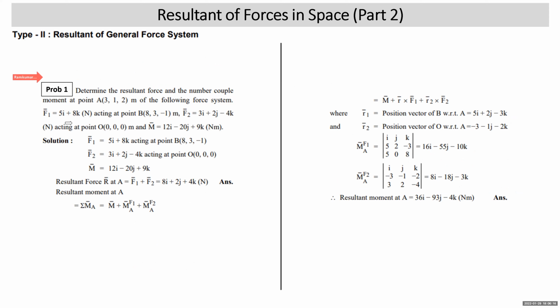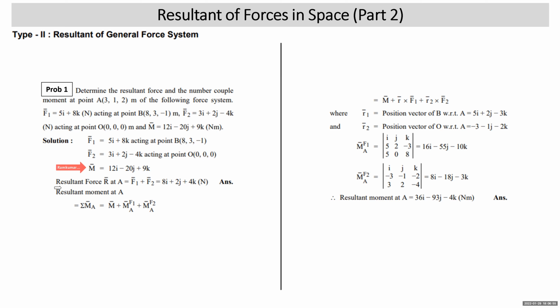You have given F1 bar equals 5i plus 8k in Newton, acting at point B, 8, 3, minus 1. F2 bar equals 3i plus 2j minus 4k acting at point O, 0, 0, 0. And a moment in vectorial form, 12i minus 20j plus 9k. Students, we listed this out in the solution. F1 bar is 5i plus 8k acting at point B, coordinates 8, 3, minus 1. F2 bar is 3i plus 2j minus 4k acting at point O, that is 0, 0, 0. M is some external moment given in vectorial form, 12i minus 20j plus 9k.